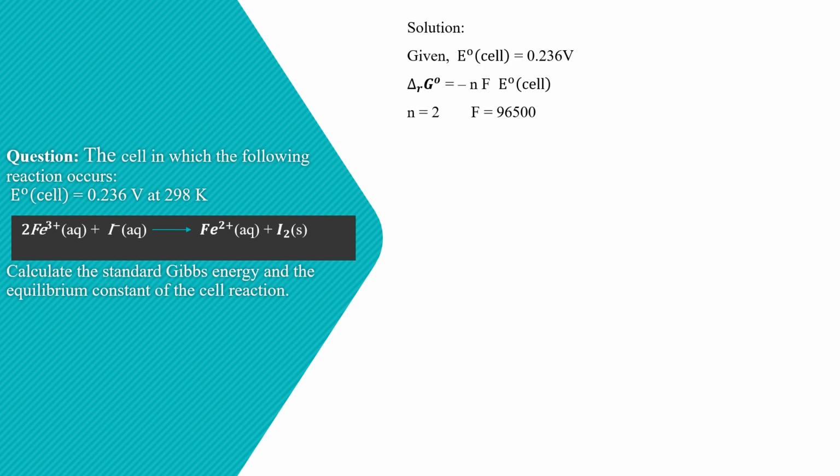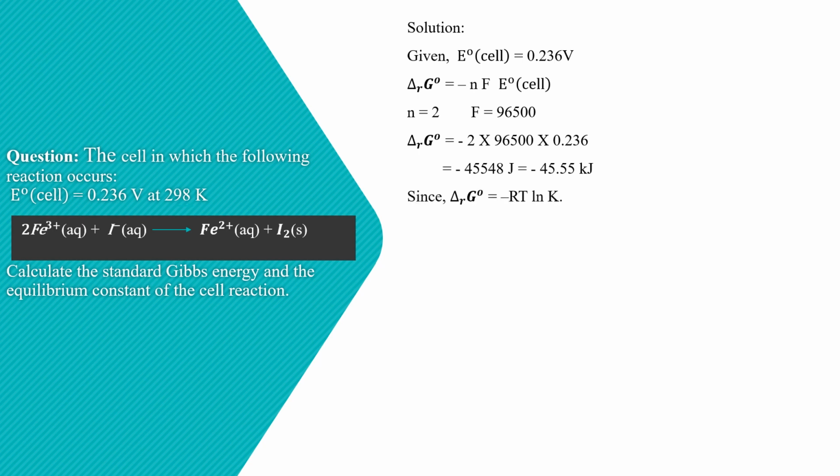Because 2 electrons are passing in the equation, n is equal to 2. The value of F is 96500, and on putting all these values in the given equation, we can find the value of delta G naught, and delta G naught comes to be minus 45.55 kilojoule.